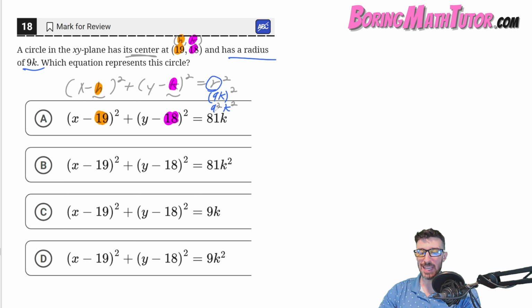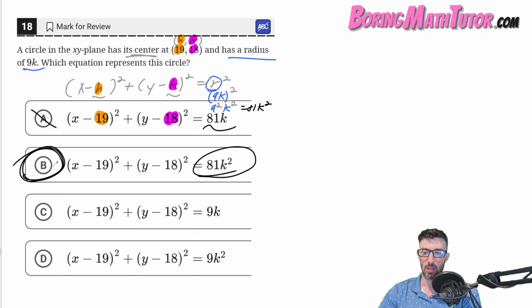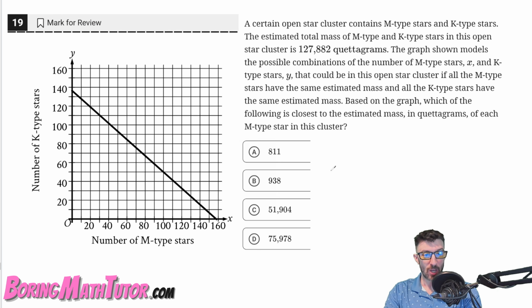What is 9 squared? It's 81. So that means that this is supposed to come out to 81k squared. Now this one's only coming out to 81k. Not cool. This is the only one that's doing 81k squared. Therefore, we're done.